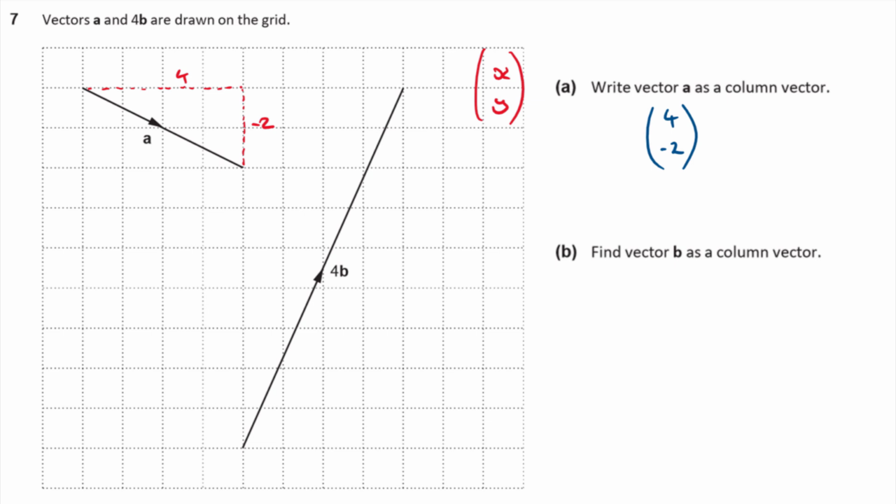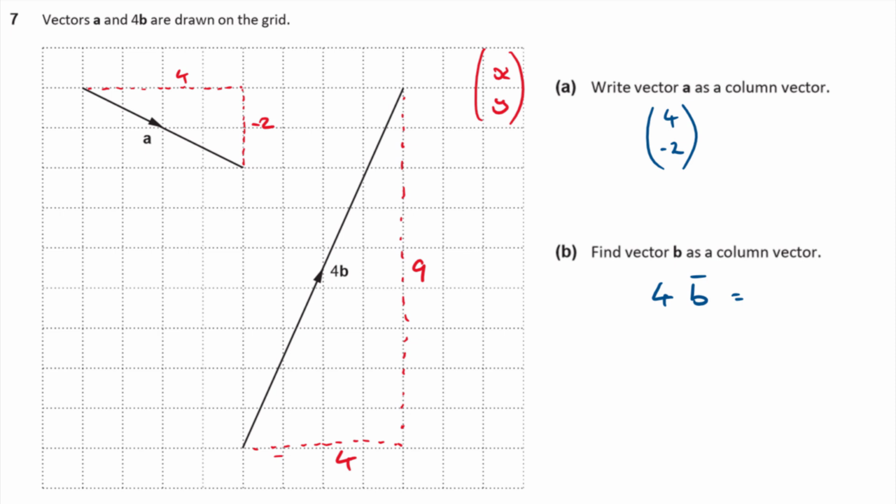I'm just going to work out what 4b is first, and then I'm going to divide it by 4, I think. So 4b, that is equal to, I'm going to do the same thing. How many units in the direction of x and how many units in the direction of y do we need to go? Well, this is 1, 2, 3, 4 units in this direction, and 1, 2, 3, 4, 5, 6, 7, 8, 9. You see, they're being a bit cruel to us here.